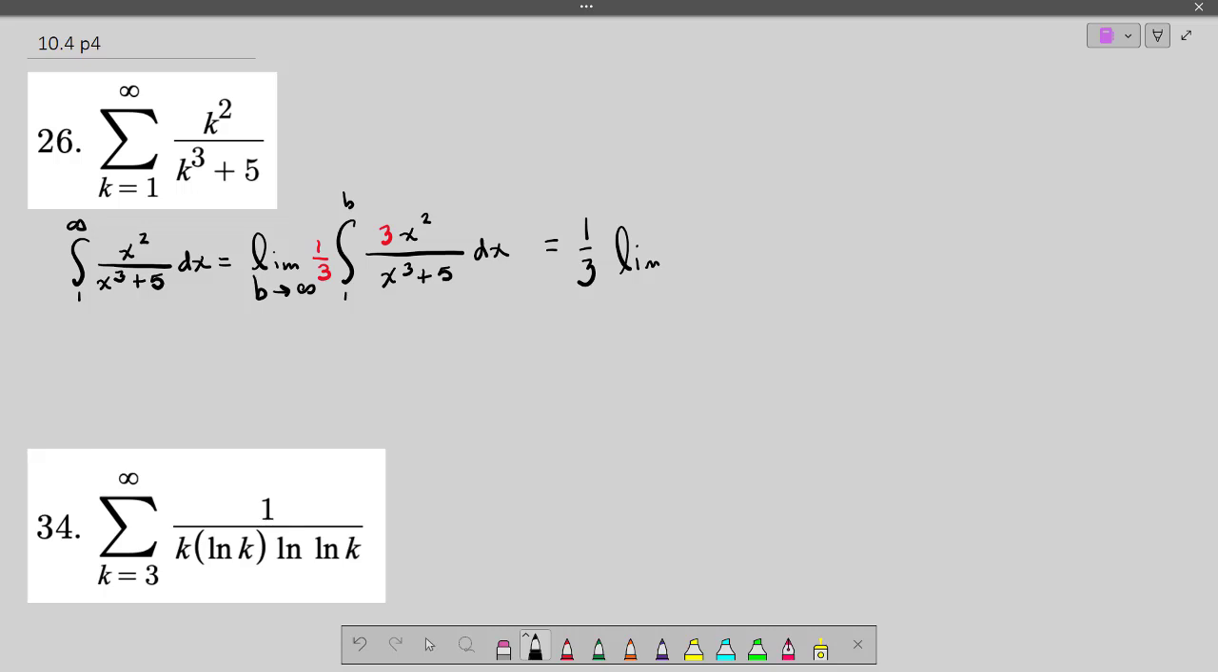So this is going to be limit of, this is now integrable. That's going to be natural log absolute value of the denominator. And then we have our limits 1 to b.